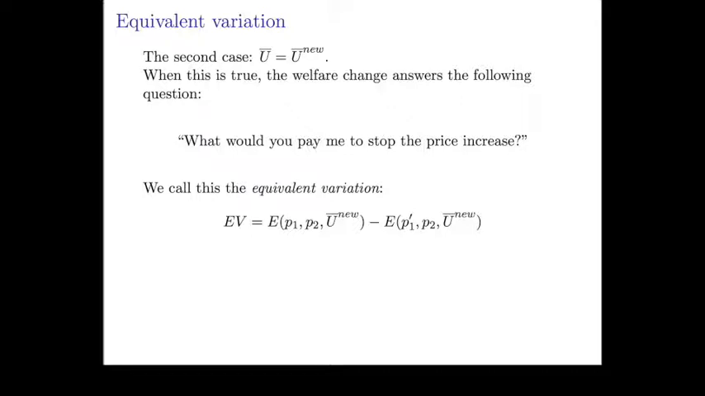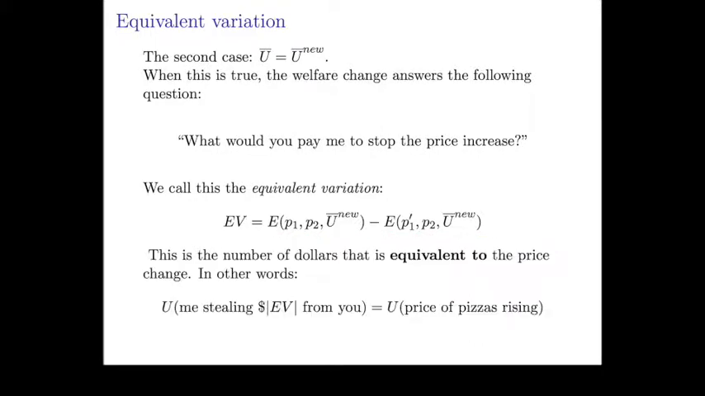We call this the equivalent variation because the amount of money that I take away from you, that penalty that you pay, is equivalent to facing the increase in the price. So the equivalent variation is the expenditure to get to the new utility level at the old prices minus the expenditure to get to the new utility level at the new prices. So it's the number of dollars that's equivalent to the price change.